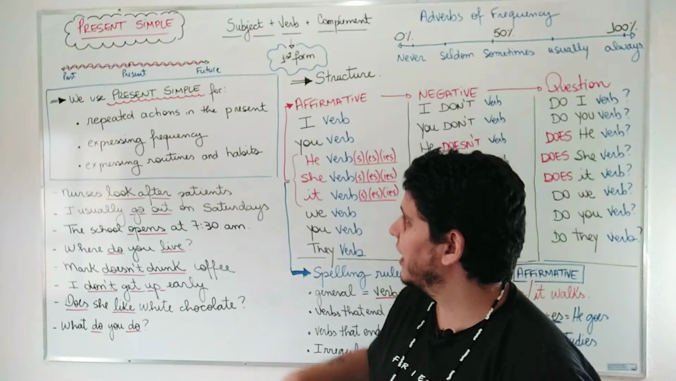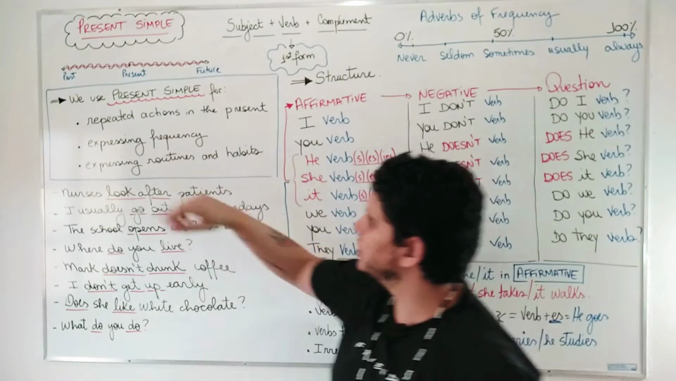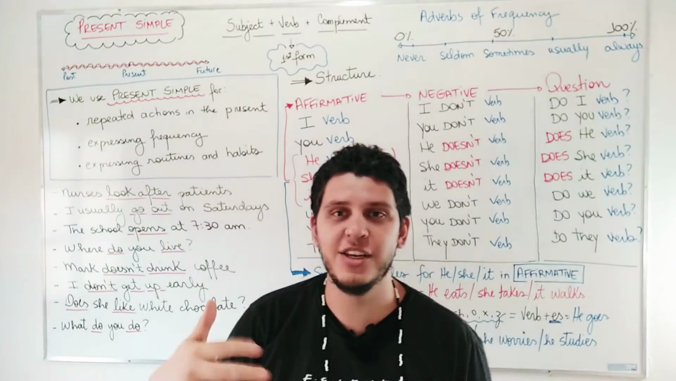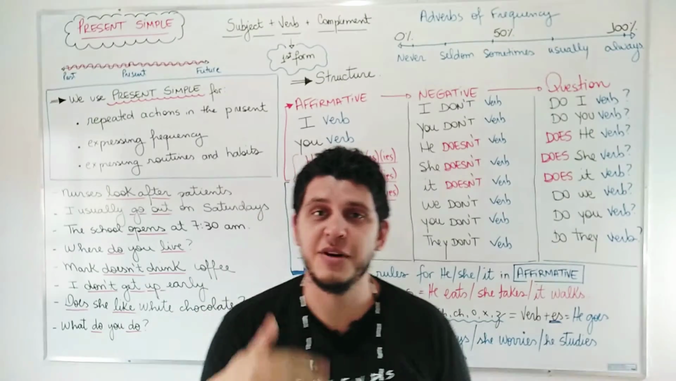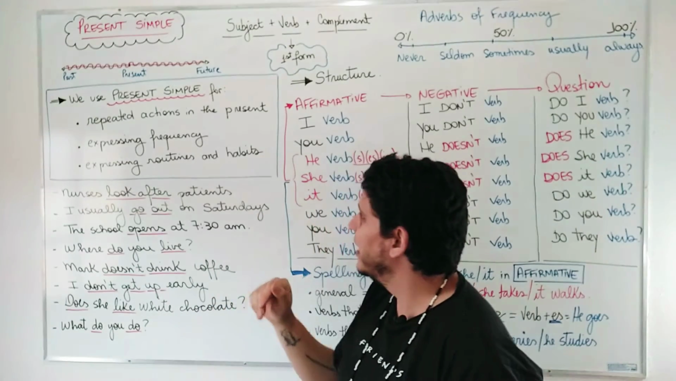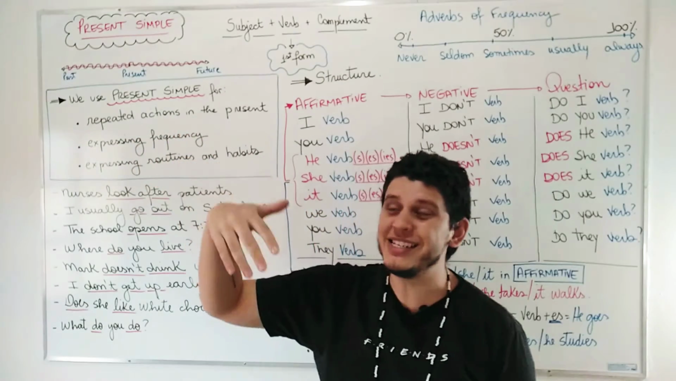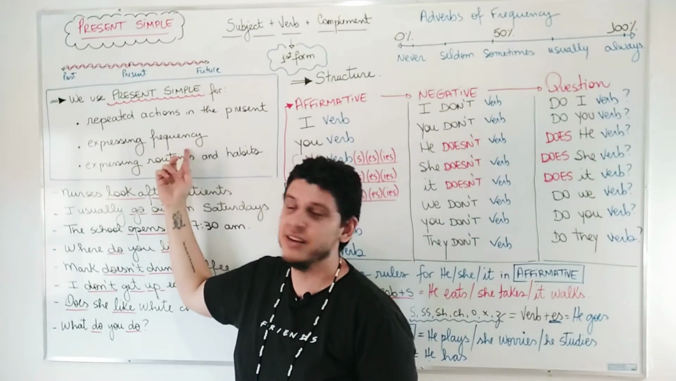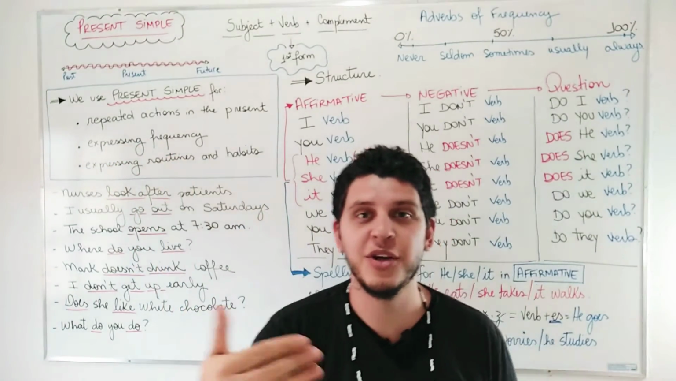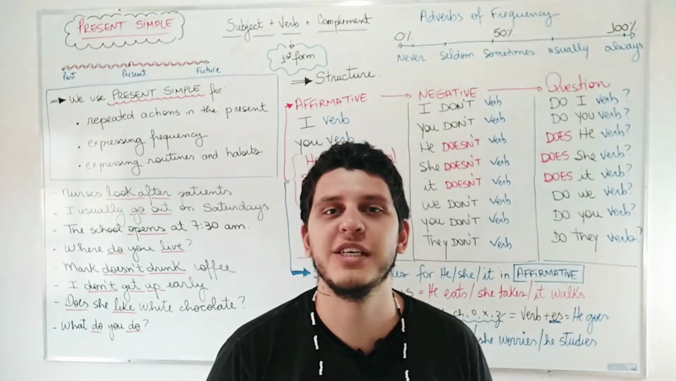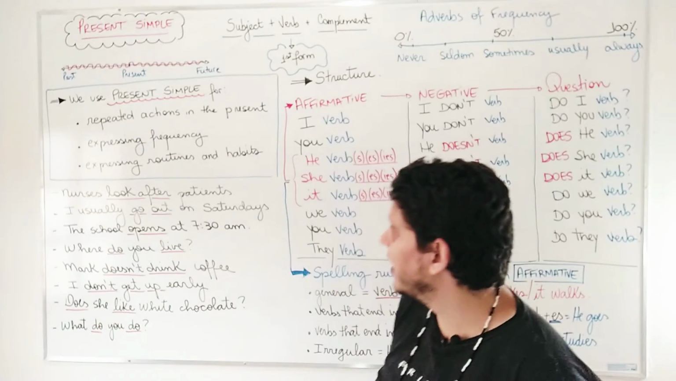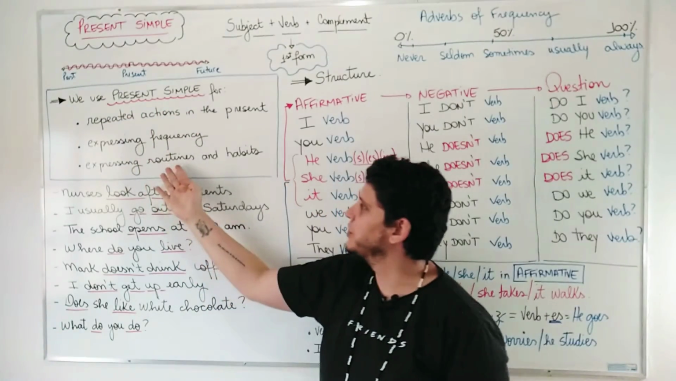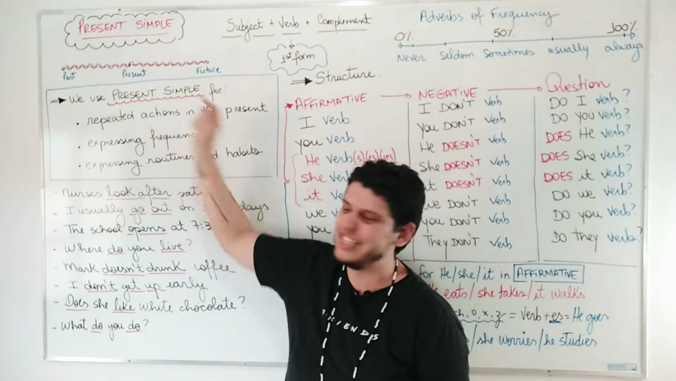Okay? Here, there is a description for the usage. We use present simple for repeated actions in the present. Things that you do every day, every week, every month, every year, I don't know. And of course, if these actions are repeated, and if there is a pattern of repetition, we will express it with frequency. So everything that happens with frequency in your present can be expressed with present simple, okay? Or when we are expressing routines and habits, of course, we are using present simple, so the routines and the habits are in the present, okay?